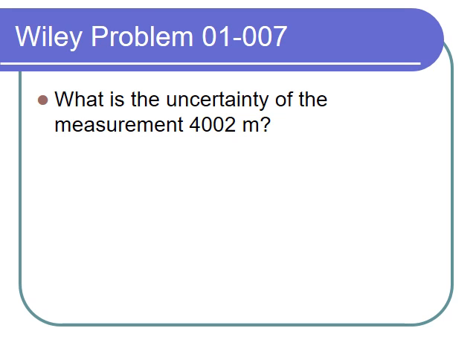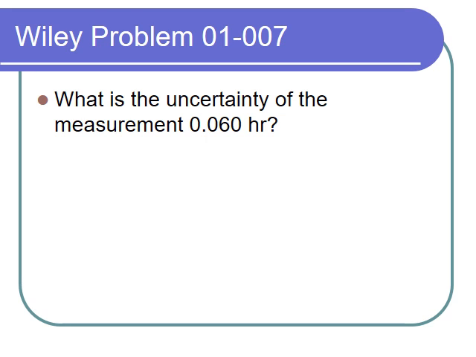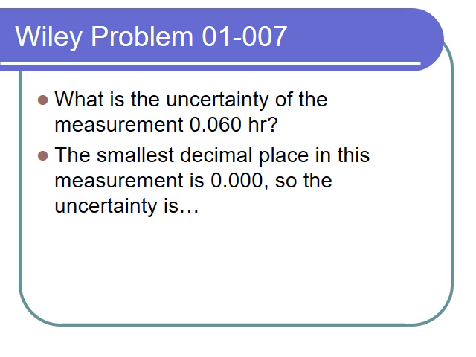Let's look at some homework problems. They ask us to determine the uncertainty of specific measurements. If our number is 4002, that number has 4 significant figures. The smallest digit is 1. So the uncertainty in this measurement is plus or minus 1 meter. Let's do one more example. What is the uncertainty of the measurement 0.060? The smallest decimal place is 0.001, so our uncertainty is plus or minus 0.001. We take our smallest digit as our uncertainty.